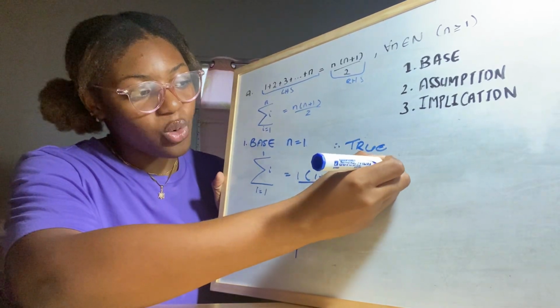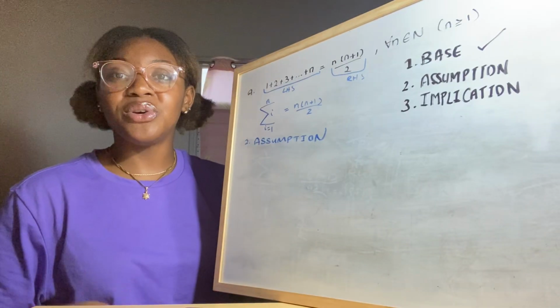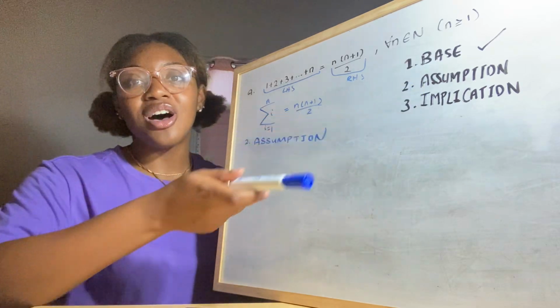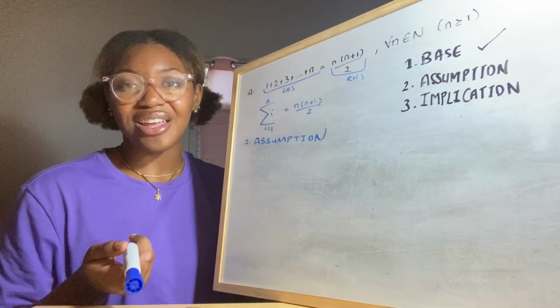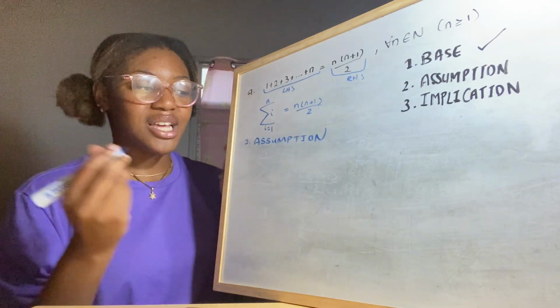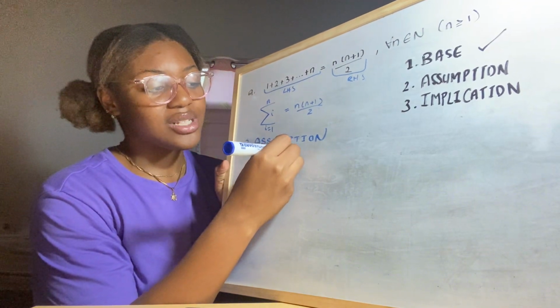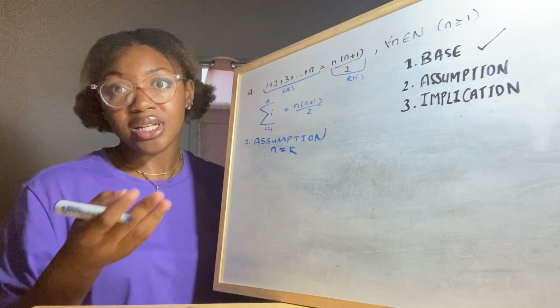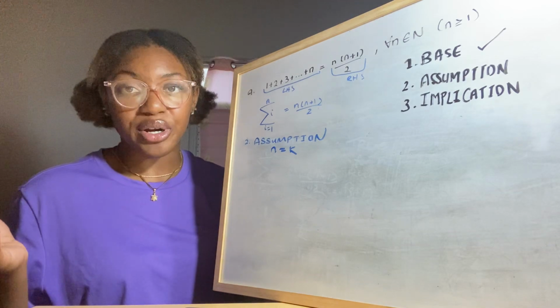For n equal to 1. After doing our base case, we'll move on to our second step, and that's the assumption step, the assumption case. With the assumption case, all we're saying is that n is equal to k. We're assuming that it's true for when n is equal to k, and k is just some large number.